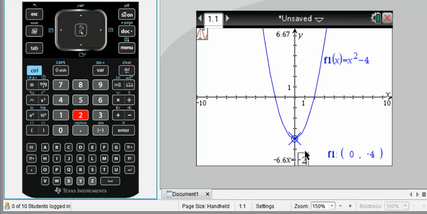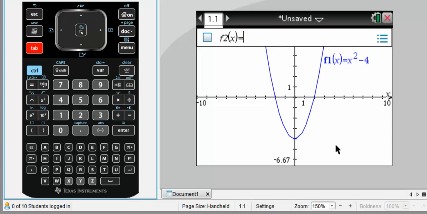Once you start typing, you can press enter, and the calculator will return your result. It'll automatically move this cursor to its position, and you can see the result of the function displayed in the bottom right. Let's try that again with the next example.